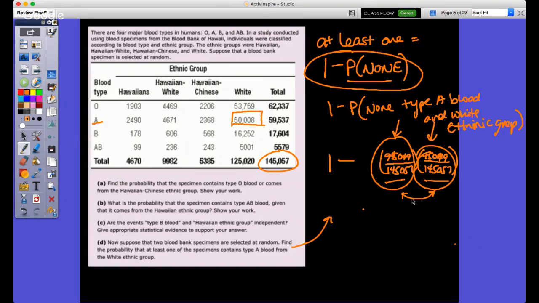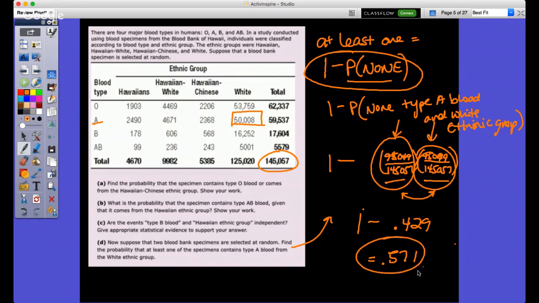95,049 over 145,057, squared, multiplied by itself there. This is what I get: 1 minus 0.429. So 1 minus my answer there would be 0.571.